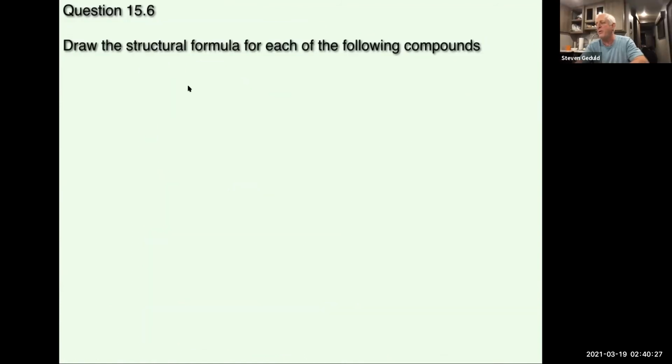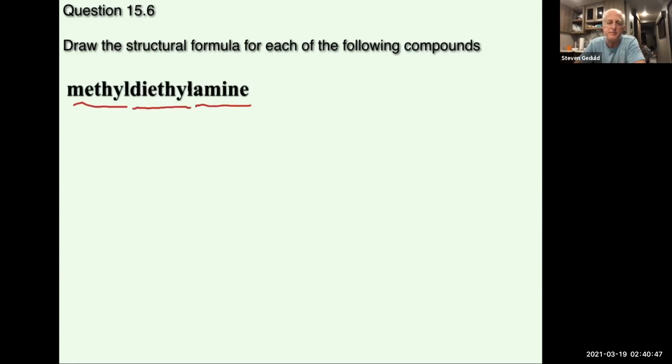Draw the structural formula for each of the following compounds. Okay. Methyl diethyl amine. This is a common name rather than a systematic name. So it tells you there's a methyl group and 2 ethyl groups and it's an amine. So that tells you it's a tertiary amine. So your amine is N, and you have a methyl group attached, and you have 2 ethyl groups attached. So methyl diethyl amine.